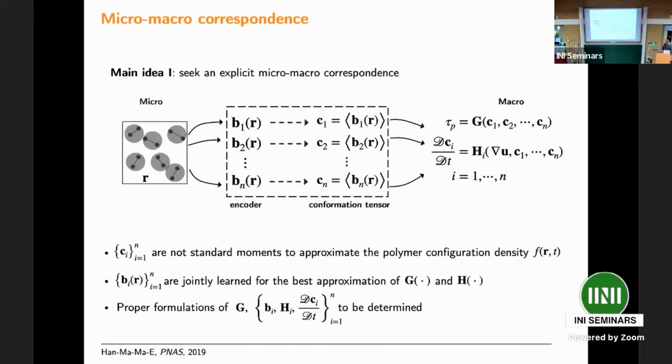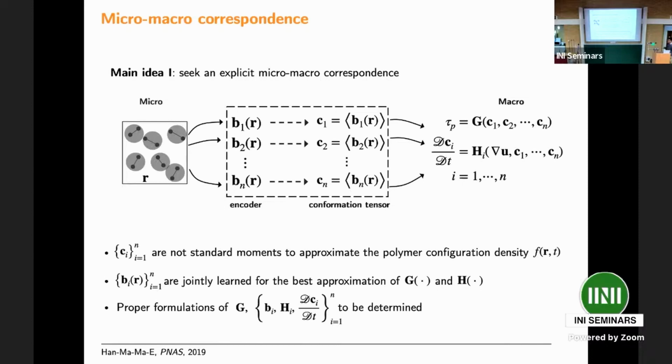Okay, so to deal with this, the first idea is that we're going to seek explicit micro-macro correspondence. Which means we're going to start from the micro scale description, a collection of molecular configurations. We're going to learn a set of encoders, B, and then take the average, which gives a set of generalized conformation tensors C. Then we're going to utilize this C to construct the polymer stress tau P and the constitutive closures like H and the dC/dt here.